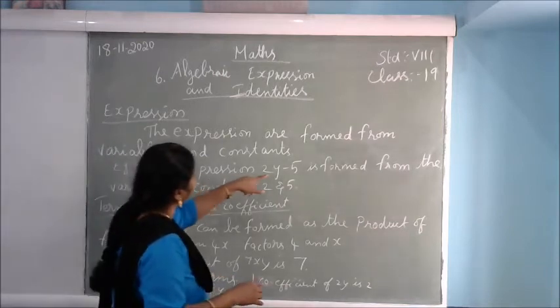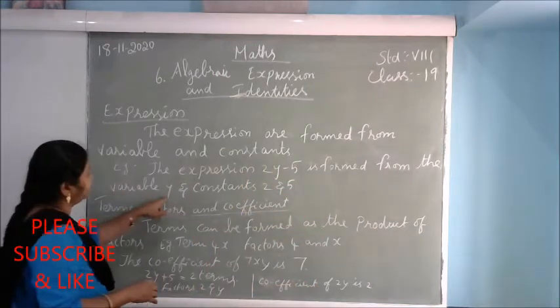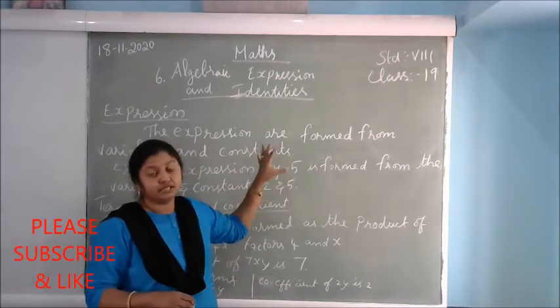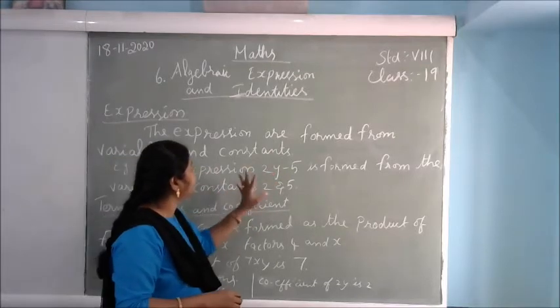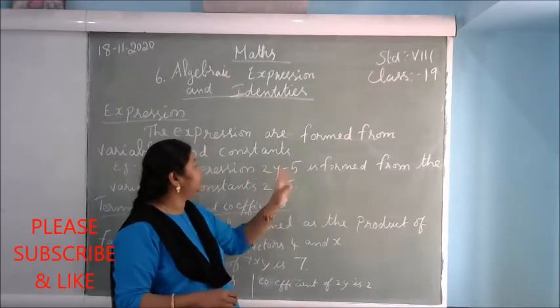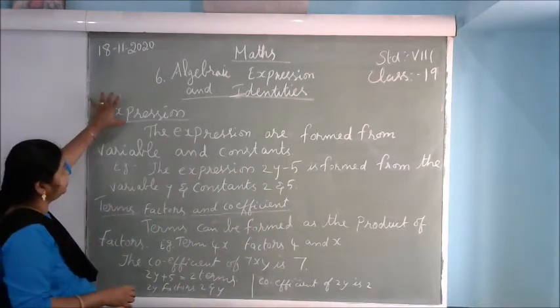The expression 2y minus 5 is formed from the variable y. Here, what is the variable? Whatever alphabet is there, that is called a variable. Here the variable is y. And what are the constant terms? The numbers are called the constant terms. 2 and 5 are the constant terms. Next expression, now you know.